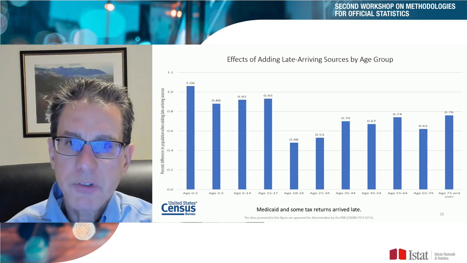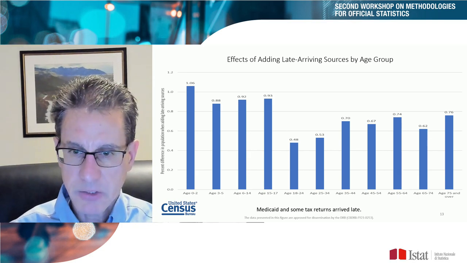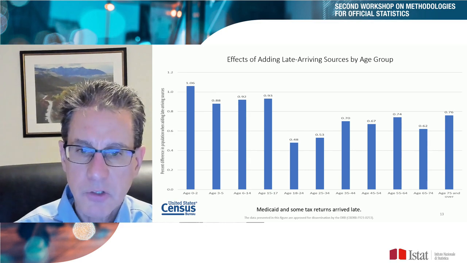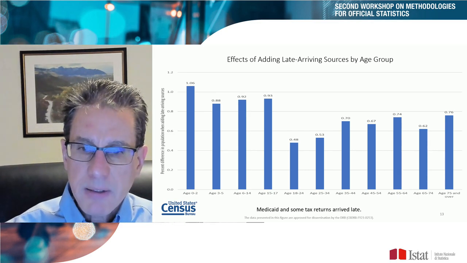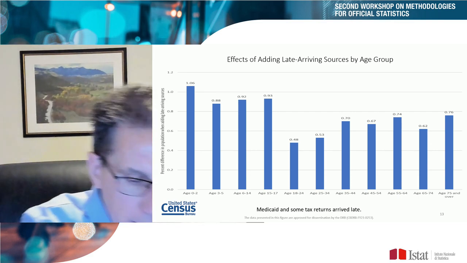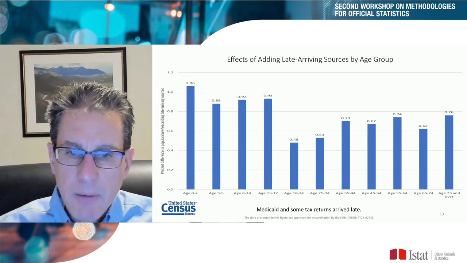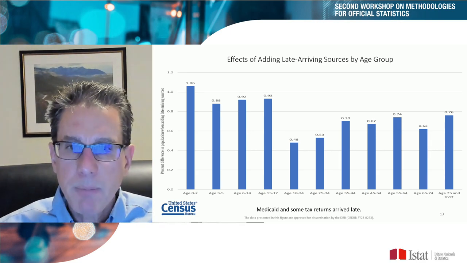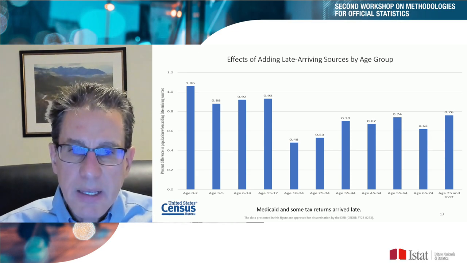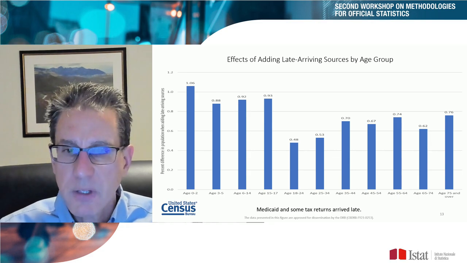We had a couple of sources that arrived too late to be able to use in our real-time population projections. One was some tax returns that were processed late, and the other was Medicaid, which is health insurance for low-income people. We found that the impact on coverage was bigger for children than adults. Next slide, please.